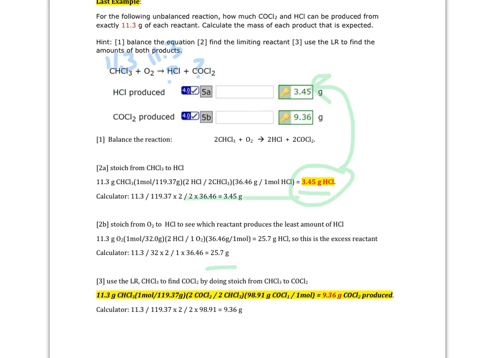And then we go all the way to the beginning. That was our limiting reactant. We will use that limiting reactant then to start the third question, which is how much of COCl2 can we produce. So we'll start with 11.3 grams of CHCl3 that was given, change it to moles. The good news is that we have already figured out some of that stuff. It can be a little bit of cut and paste. Mole ratio of 2 to 2, and then we'll change those moles of COCl2 to grams, and we get 9.36 grams, and we swing it up there and plop it in that box. 3 sig figs, started with 3, end with 3.